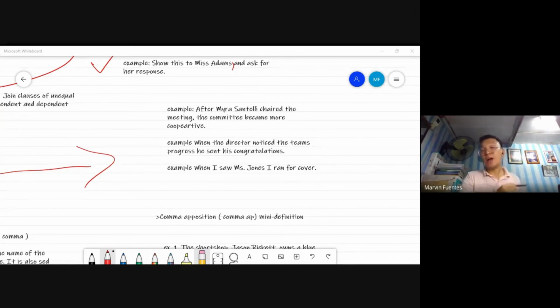Tanggalin mo ulit yung after. Hindi mo na kailangan yung another independent clause. Clear na siya. Understand it. Right? Myra, there is a subject, there is a verb, plus there is a complete compound predicate. Clear, di ba? Tinanggal mo yung after.